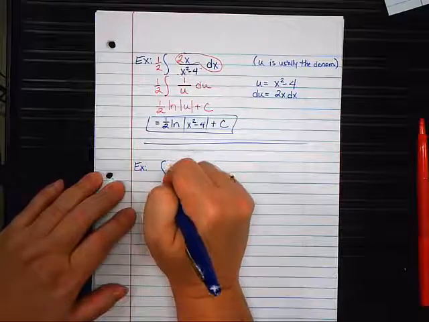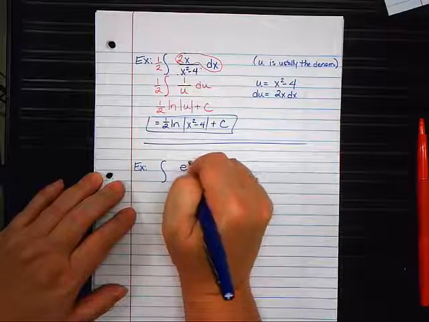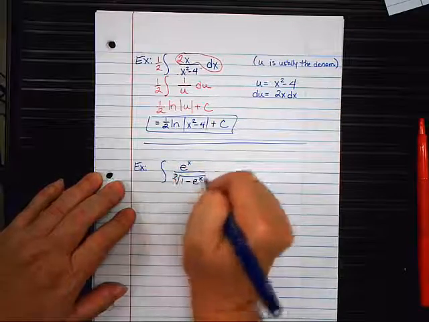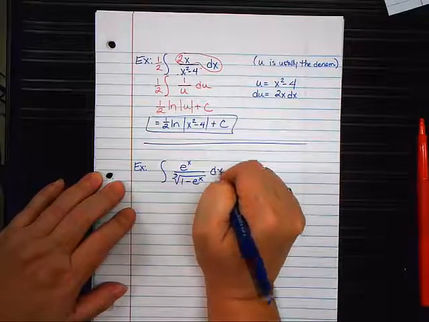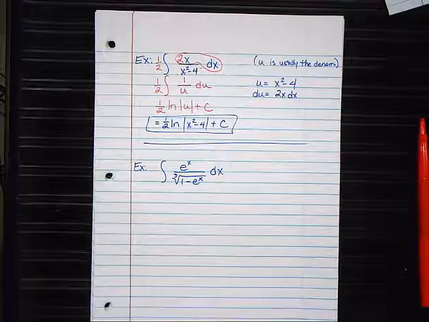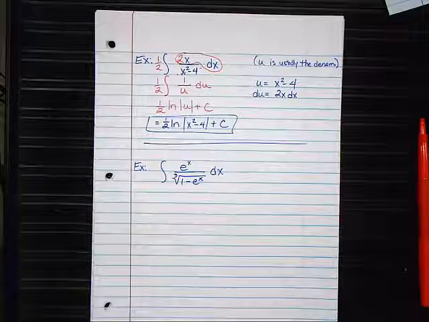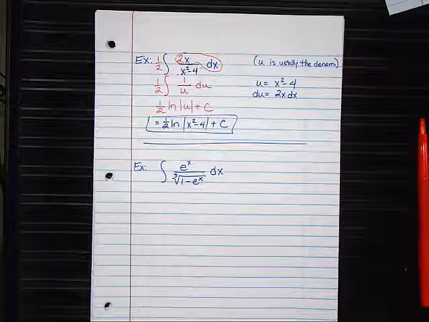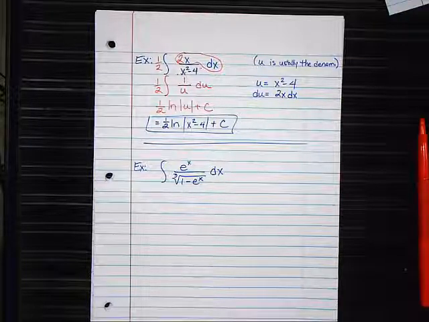Example: the integral of e to the x over the cube root of 1 minus e to the x, dx. You need to cover all the bases so that when you take the worksheet home, you don't cry at home. Okay?